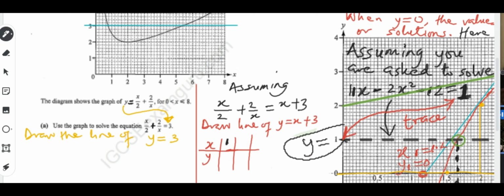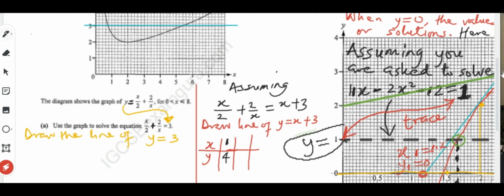When x is 1, what will be the value of y? 4. For this particular line we are drawing, when x is 1, y will be 4. Also, which other one did you say I should use? Do you know you could actually have 3 and 0? The intercept is already given. What's the intercept? 3. What's the coordinate of the intercept? 0, 3.